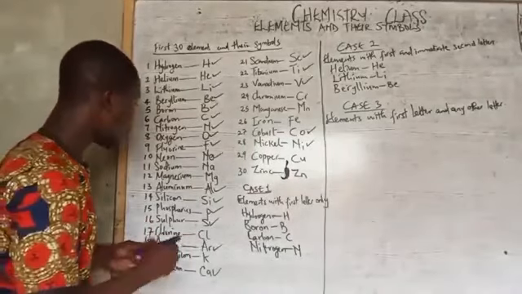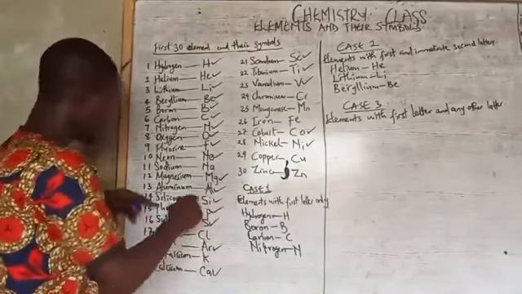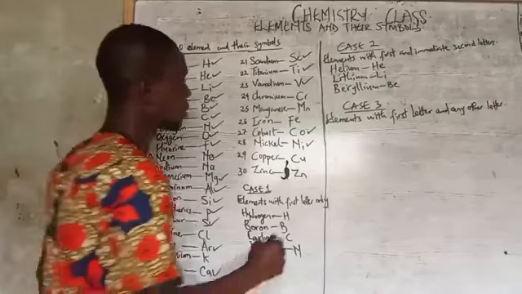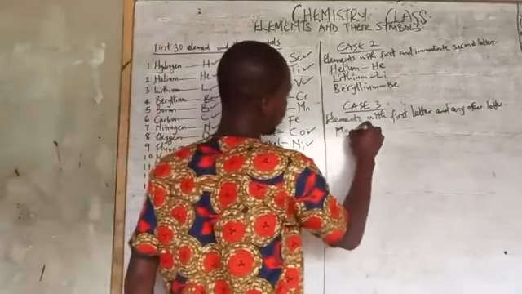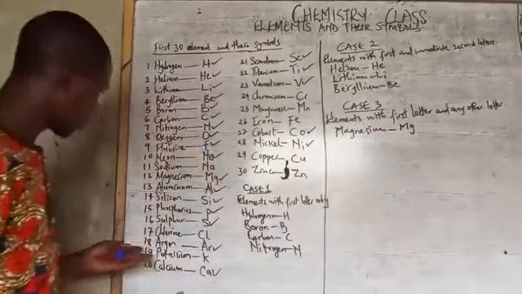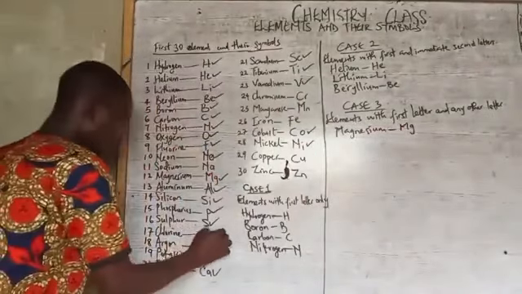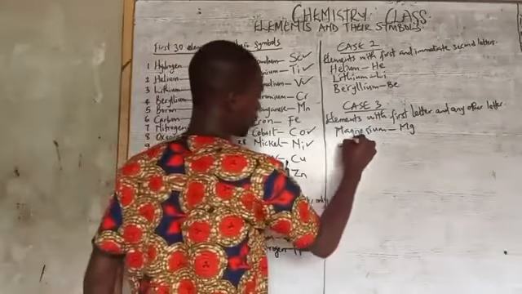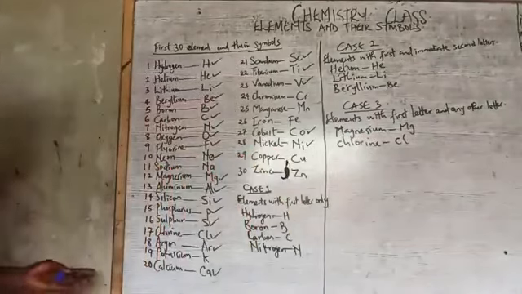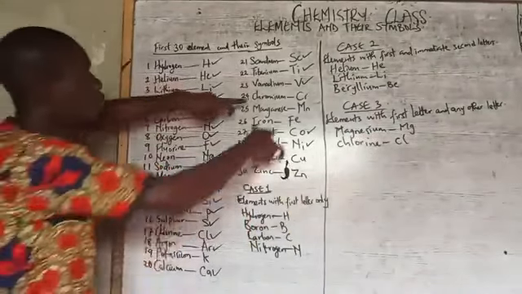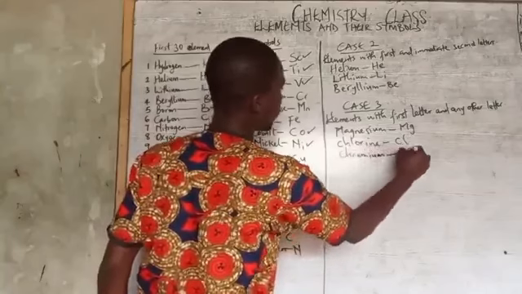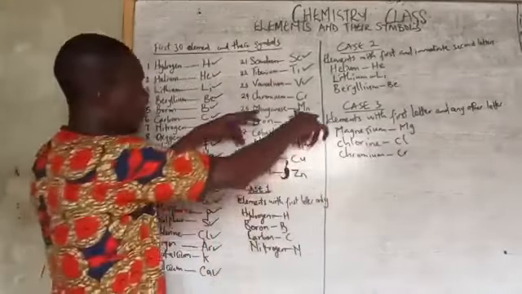Of course, we have magnesium, the first letter and any other one which is not the second, and that is in case 3, magnesium. Also, we have chlorine. Likewise, which other one? Chromium. We also have manganese.